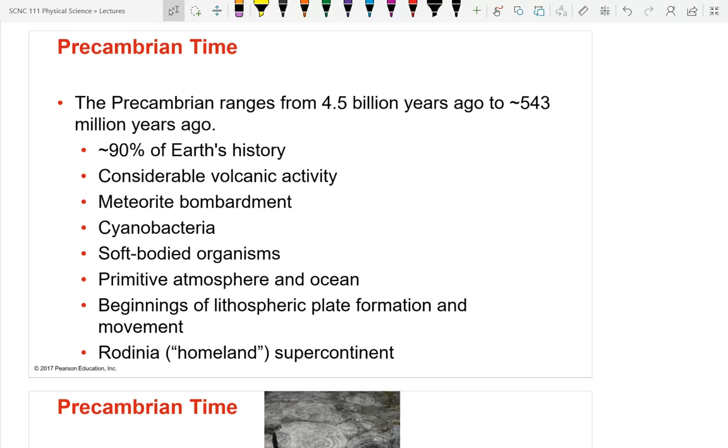Precambrian time goes up to around 543 million years ago. Depends on which year's table you look at where they're going to put the dividing line. It's 90% of the Earth's history is Precambrian. And you do have some things there. You have lots of volcanism, lots of volcanoes. You have the little tiny bacteria things, cyanobacteria.